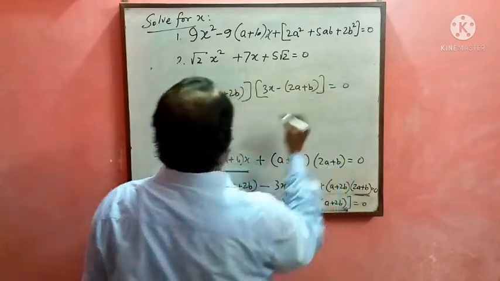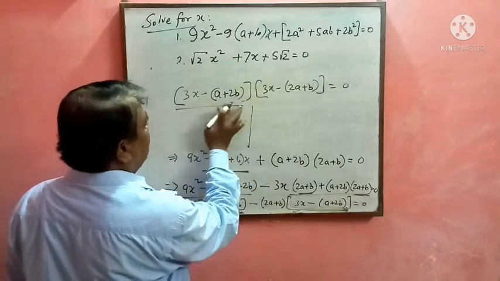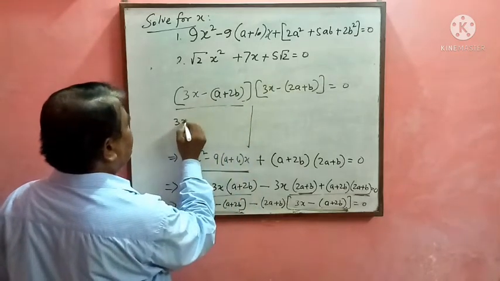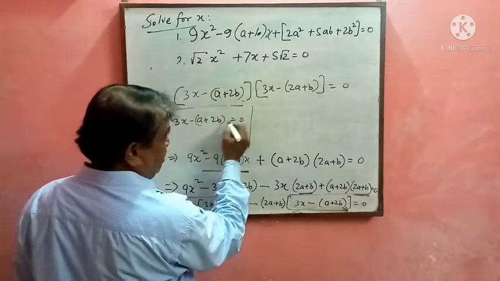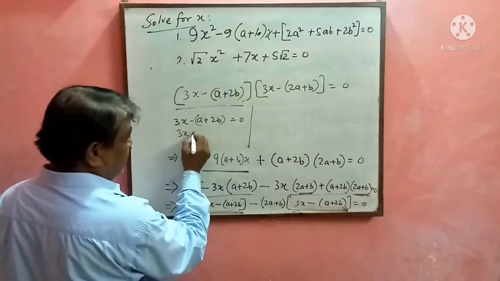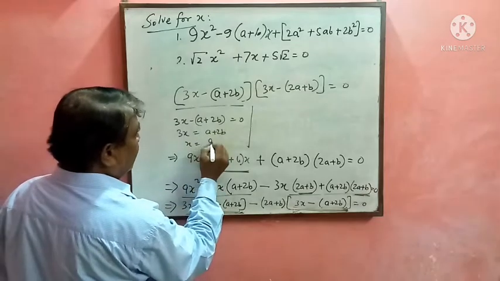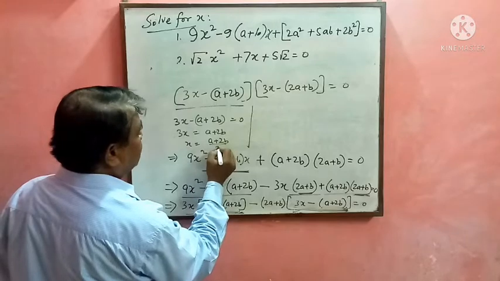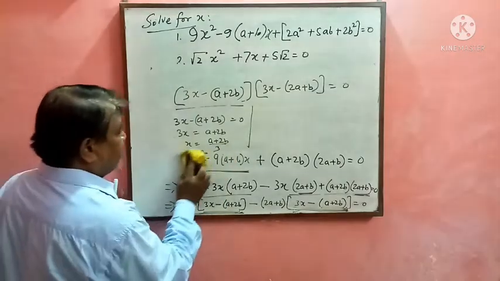I hope you have got it. So this part will be 0. If I write this part is 0, so obviously 3x minus (a plus 2b). You put the bracket always, otherwise you have to change the sign. 3x is equal to a plus 2b, x is equal to (a plus 2b) upon 3. This is the one result. And wait for the next one.